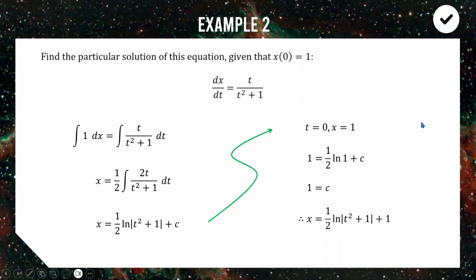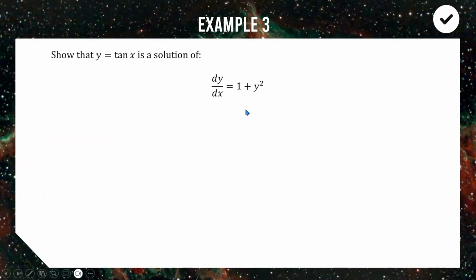Okay, example 3 is a specific type of question where we have a differential equation and we have already been provided the solution and we're asked to show that this is a solution. Now, the reason I'm showing you this is because there's a shortcut you're allowed to take here. If you're being asked to verify that this equation is a solution of this equation here, we don't need to solve it, okay? Because we already have the solution. All we need to do here is show that this solution works in this equation. So the way we're going to do that is we're going to show that y equals tan x works on both the left and the right-hand side of this equation. So let's have a look at that.